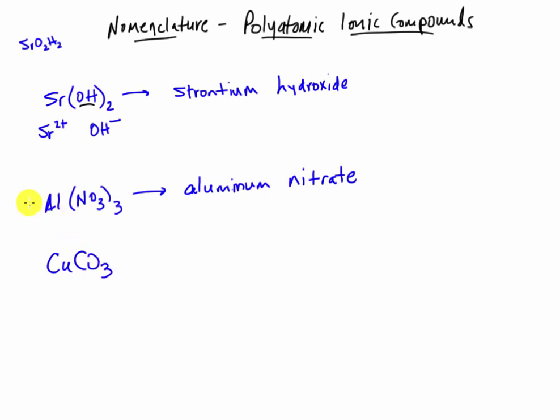CuCO3. So it's the same thing I did before. The only difference is I'm substituting in polyatomic ions here. So again, name a cation, copper, leave a space, carbonate. How do I know carbonate? Because I memorized my polyatomic ions.